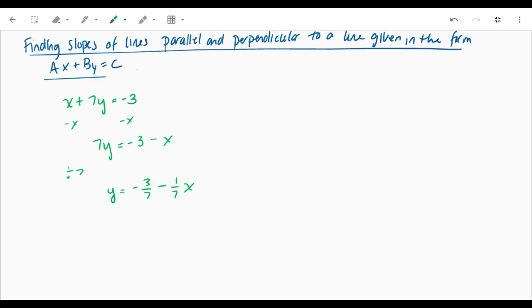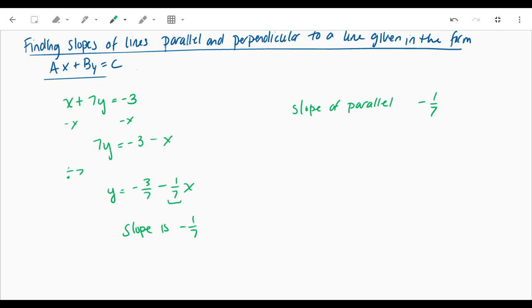Okay. And I didn't write it as x over 7. I wrote it as 1/7 x, which is the same thing, but that gets me to clearly see the slope. So my slope here is negative 1/7. So the slope of a parallel line would be the same.